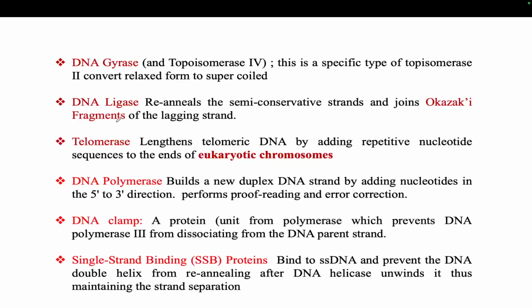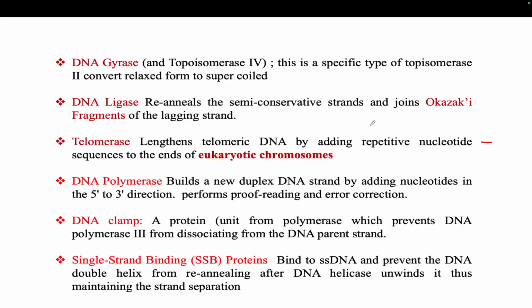Okay, then DNA ligase, as I told you earlier, will join the pieces of Okazaki fragments, and this happens in the lagging strand. Then you have the telomerase. It makes telomeric DNA by adding repetitive nucleotide sequences at the end of the eukaryotic chromosome. So in the eukaryotic chromosome there is a telomere. What is happening is that with age, this telomeric portion is getting reduced.